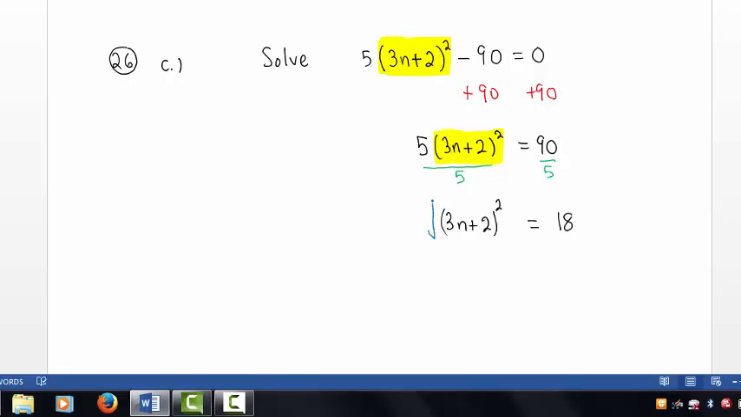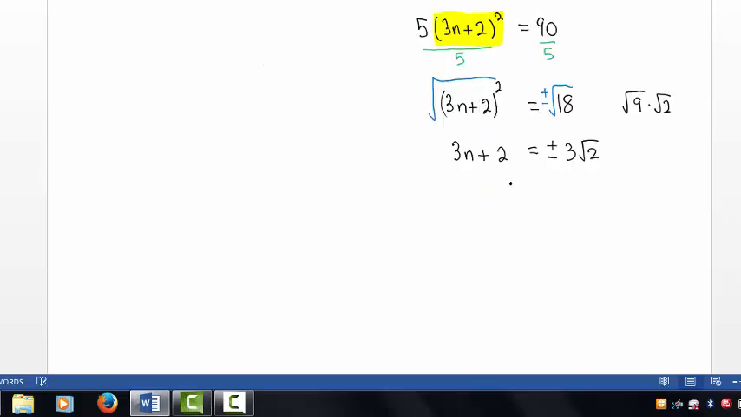Now we apply the square root to both sides of the equation, writing plus or minus. On the left-hand side we have 3n plus 2. On the right-hand side we have positive or negative square root of 18. And since 18 is 9 times 2, the square root of 18 is the square root of 9 times the square root of 2, which is 3 times the square root of 2. So we have two equations to solve here.